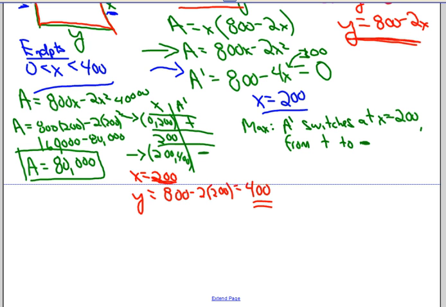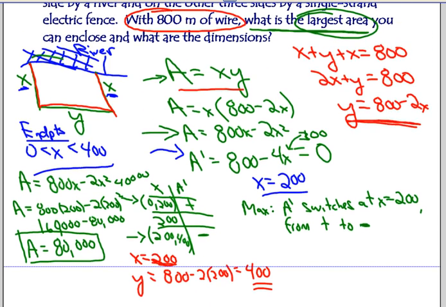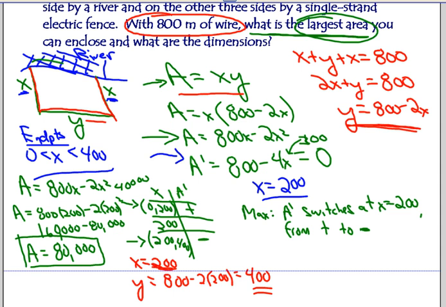So we're leveraging the fact that we have a river, and we're using more fence going back and forth because we don't need to use any over there. Our x's are a little bit shorter because we had to use x twice. So we make the y bigger and x a little bit smaller.